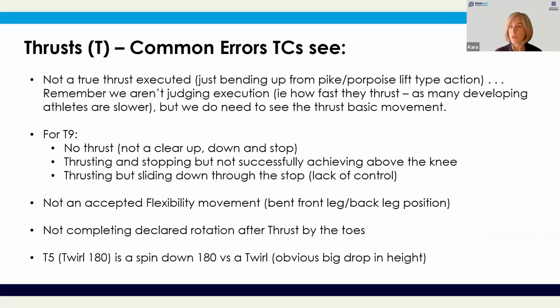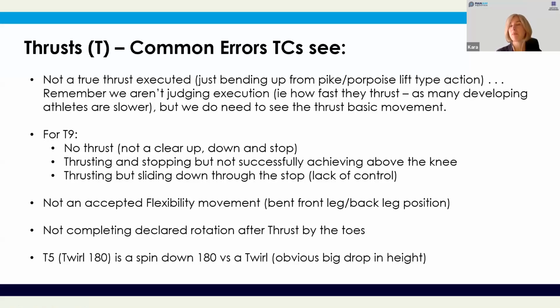So to get that declaration, knowing that you've put everything in the right order and everything is okay, some of the things we are continuing to see, number 1 is probably the biggest: it's not a true thrust. You're bending up. It looks like a porpoise lift action. There's not a going for the risk. We aren't judging execution. We aren't judging how fast you do it, but we are looking that there's an unroll, okay? That it is a thrust. That there is an up and down movement going on, not just a pike up. T9 has some of these same issues too, that it's a porpoise lift, that there's not a clear up and down and stop. That would be ideal to be safe.